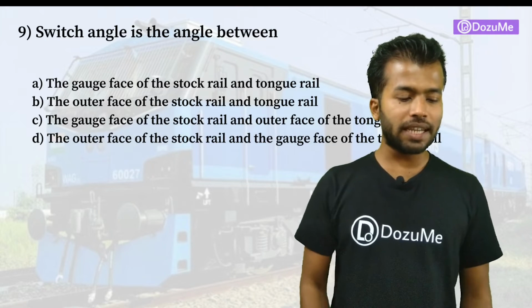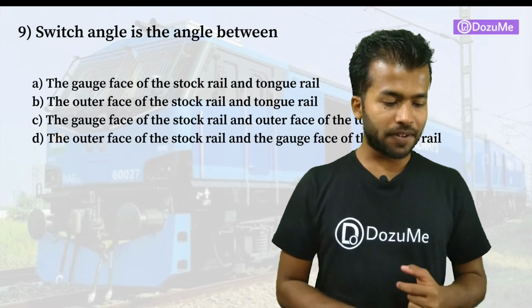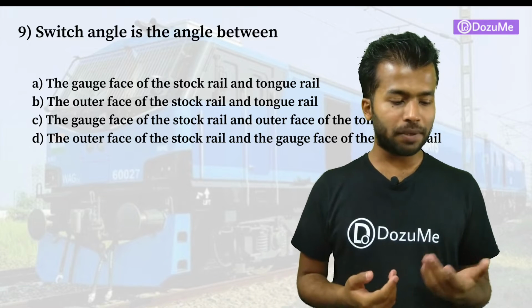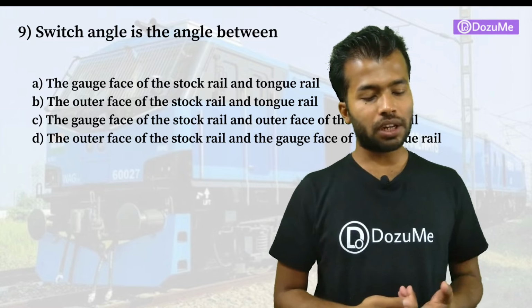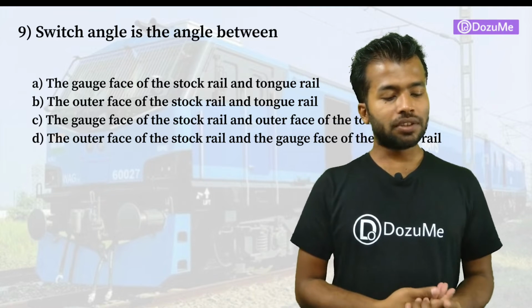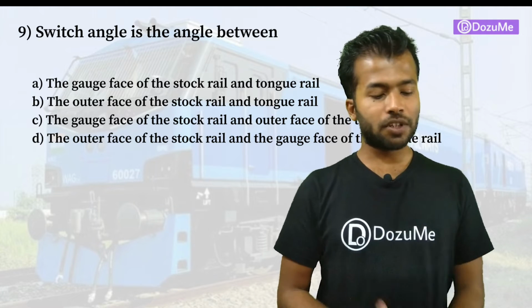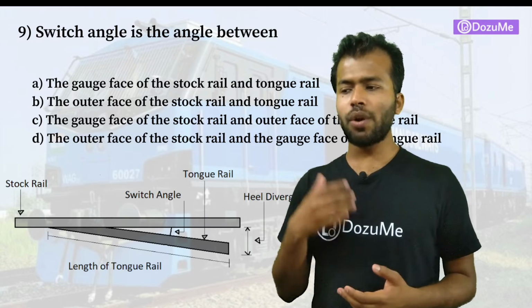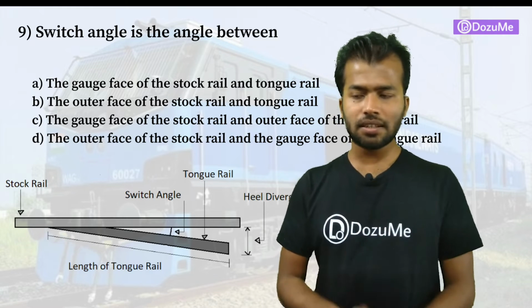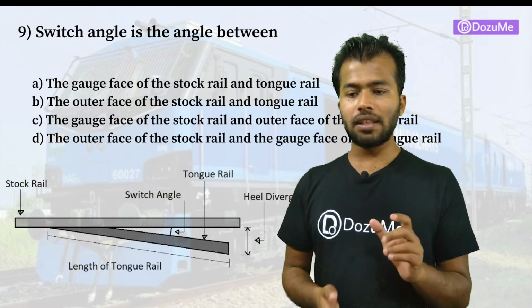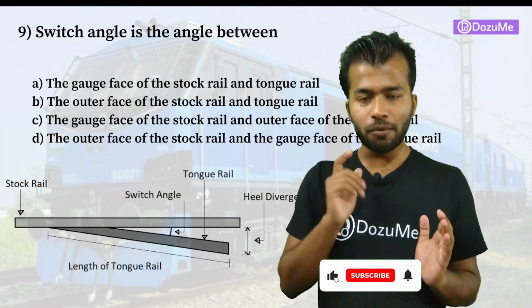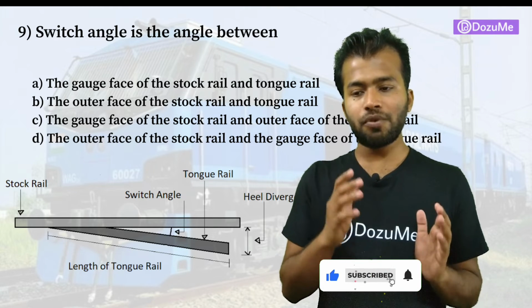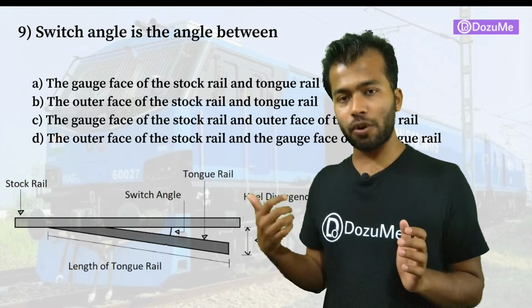Question number 9. Switch angle is the angle between the gauge face of the stock rail and tongue rail. Option B, the outer face of the stock rail and tongue rail. Option C, the gauge face of the stock rail and the outer face of tongue rail. Option D, the outer face of the stock rail and the gauge face of the tongue rail. So what is stock rail and what is tongue rail? We have already discussed. So stock rail means the actual rail track from which the train will move to another track. The other track is also stock rail.